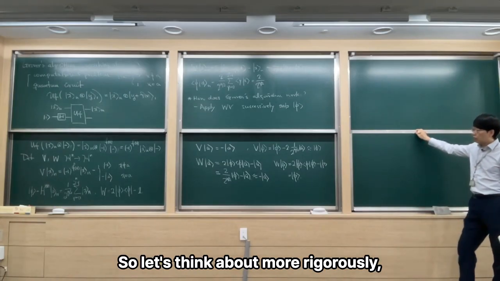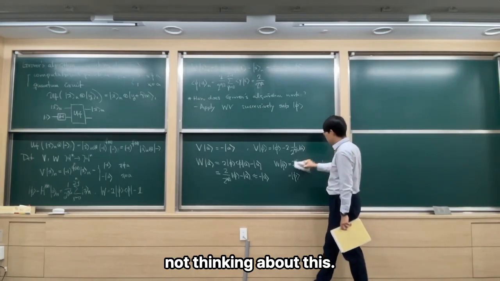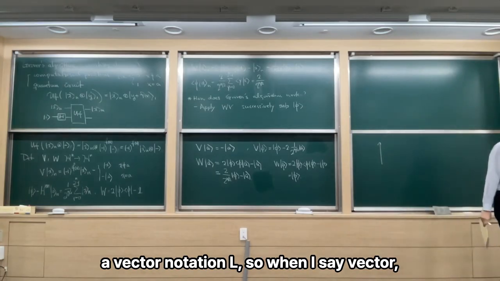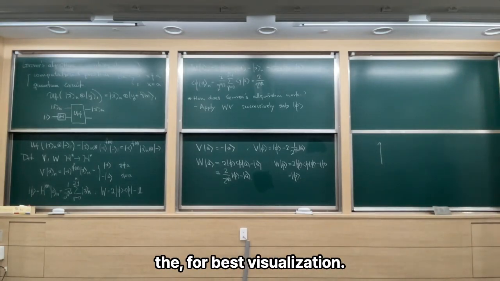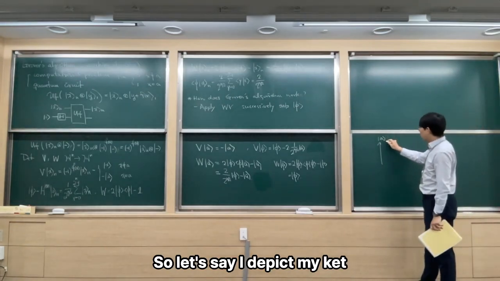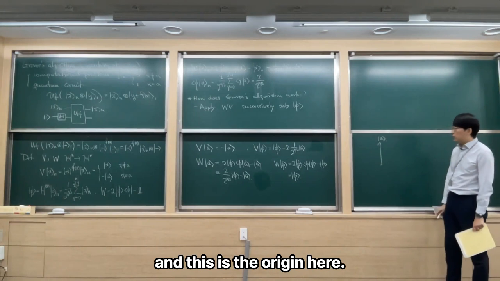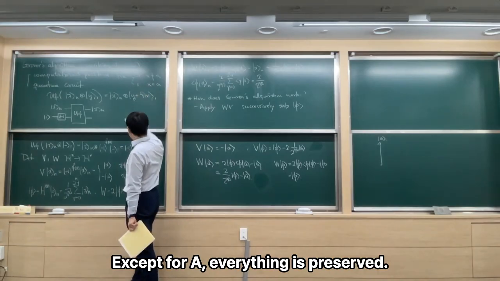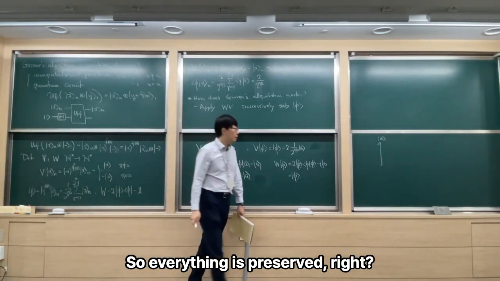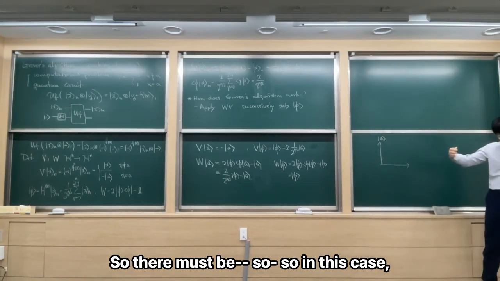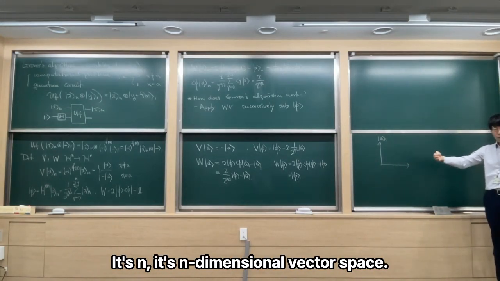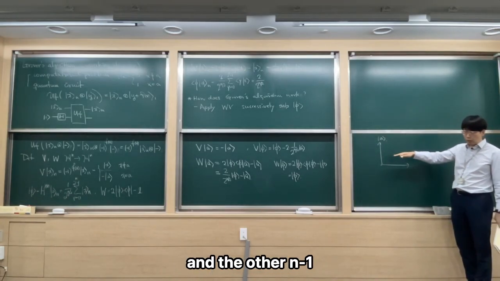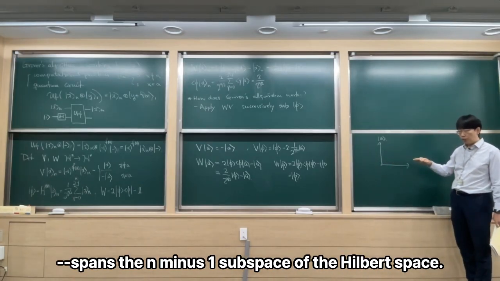So let's think about this more rigorously, not thinking about this approximated state. I'm going to use the vector notation now. When I say vector, you have to use the arrow for best visualization. Let's say I depict my ket A as a vector with this arrow, and this is the origin here. And what V does is it preserves everything else, right? Except for A, everything is preserved. In this case, what is the dimension of the Hilbert space? It's an n-dimensional vector space. So there is one vector A pointing in the direction of A, and the other n-1 linearly independent vectors span the n-1 subspace of the Hilbert space.